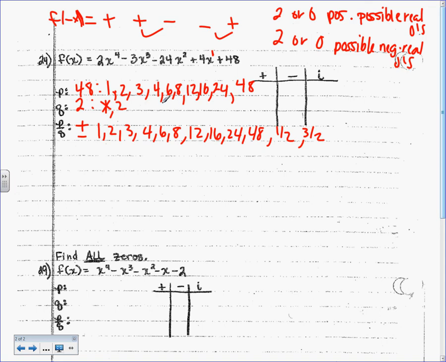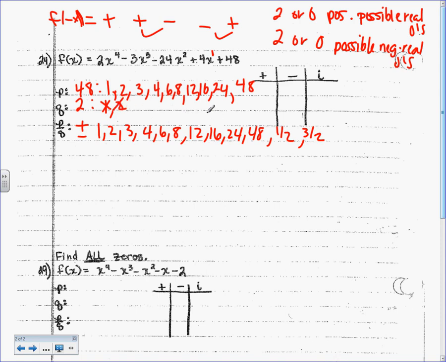Excuse me. 6 halves I already have. That's 3. 8 halves is 4. 12 halves is 6. I have it, right? 16 over 2 is 8. 24 over 2 is 12. 48. I've got all those, right? So the only other ones I needed was the 1 half and the 3 halves. So I've done them all.